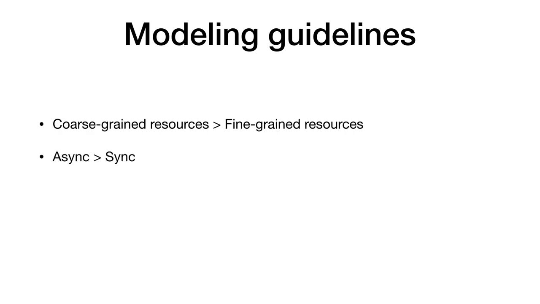Prefer async for slow resource creation or updates. Model processes, which are verbs and actions, using events, which are nouns and statements of intent. And finally, use hypermedia to help the client navigate through the application. Again, where it makes sense and it's related to that resource that you are modeling. You wouldn't include other resource navigation in your resource.